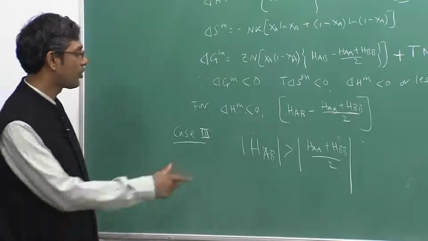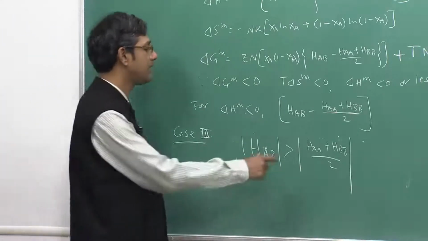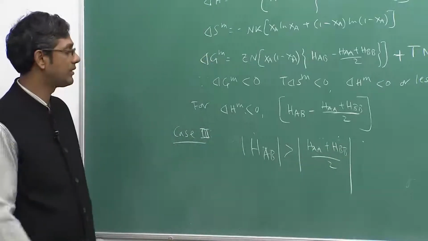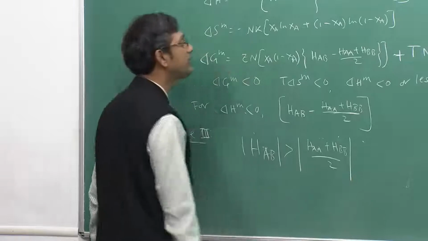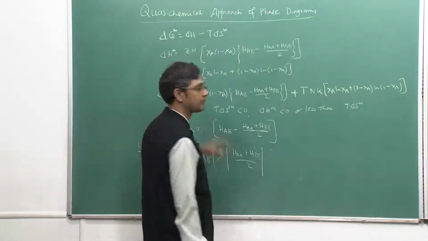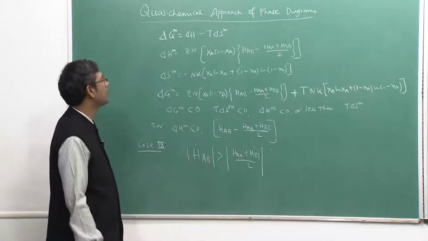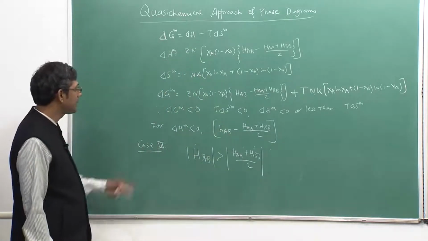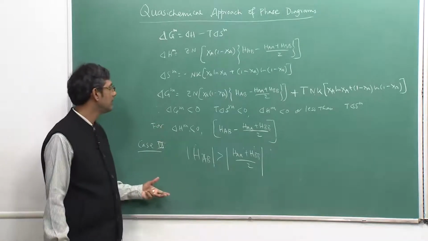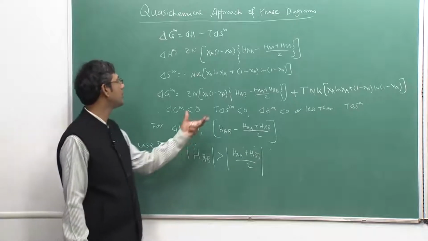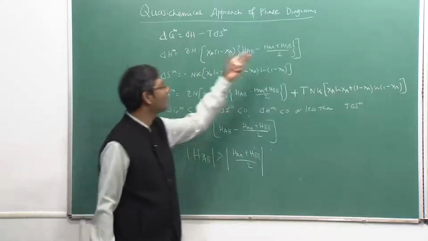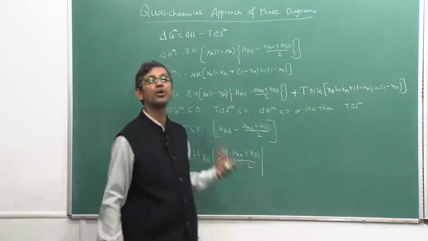Where the absolute value of HAB is higher than the average value of HAA and HBB in absolute terms, that is, in mod. Okay. What does it mean? This value is greater than these two, that means this term will be positive. Okay, this term will be positive, and if this is positive, then the delta Gm value will depend on whether the enthalpy contribution is higher than the entropy contribution or not.